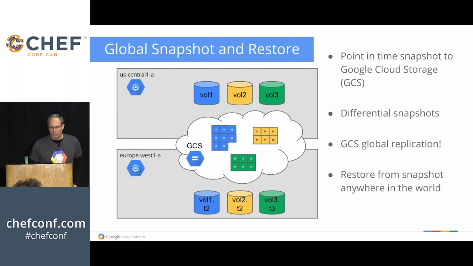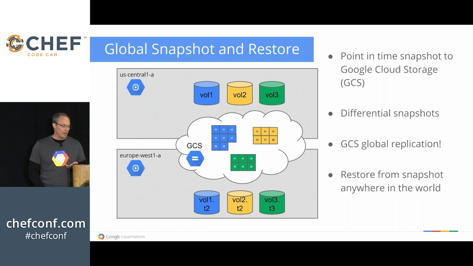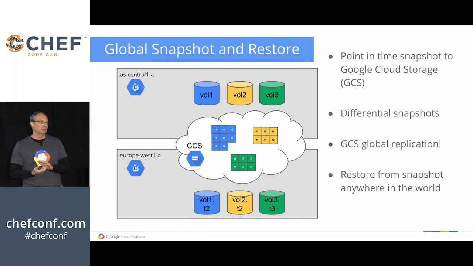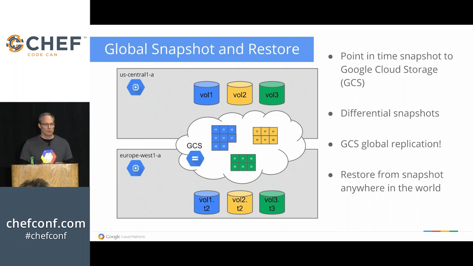Oops, sorry. The snapshots. When you have a persistent disk, you can take a snapshot of it, and that snapshot is actually stored in Google Cloud Storage, and that's replicated geographically. So if you had an instance, in this case in US Central 1A, which is our US zone or region, you could take your instances there and snapshot the persistent disks. That gets saved off into Google Cloud Storage.